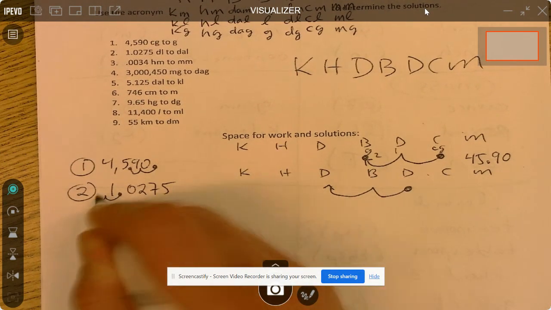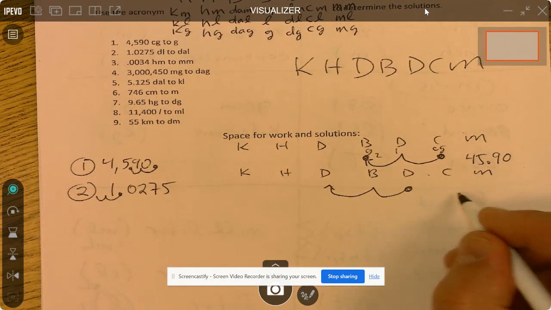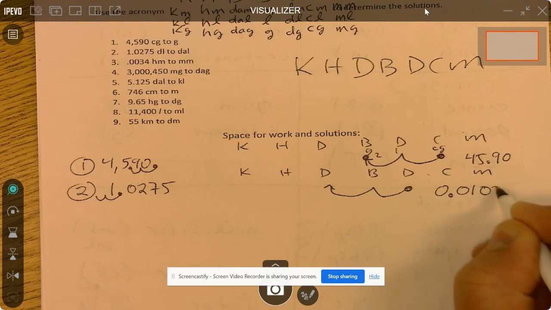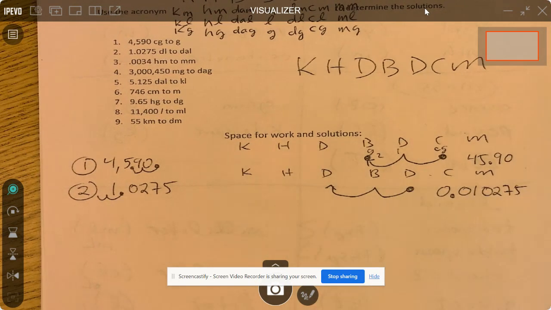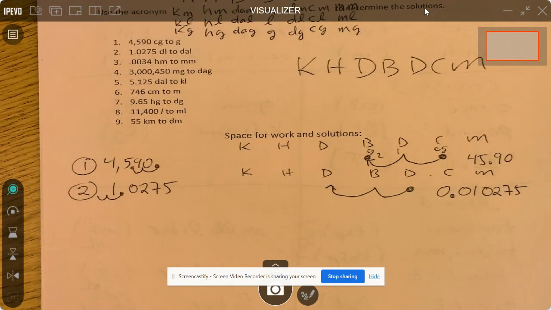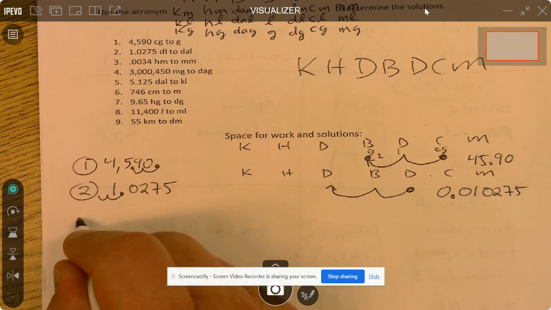But this time, I've run out of room. So my answer turns out to be 0.010275. I've moved my decimal point so far to the left, I had nothing there. So I have to add a 0 to get something there. Number 3.